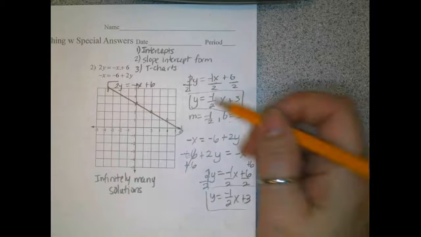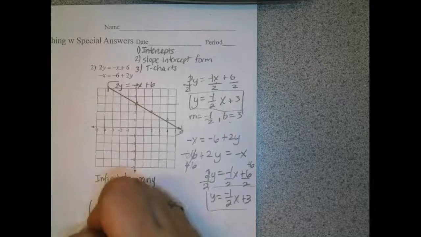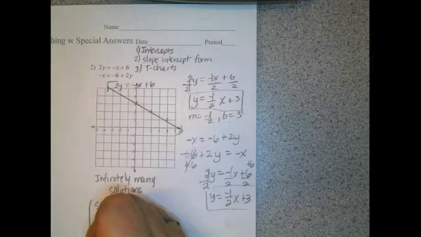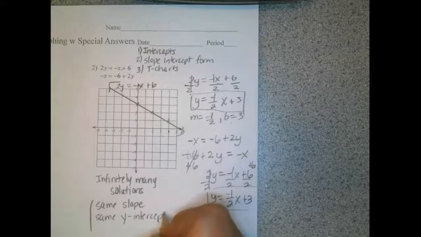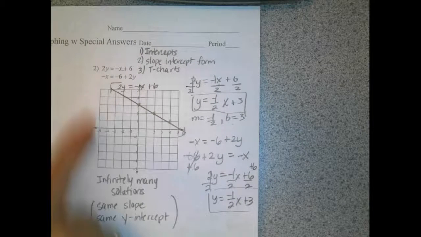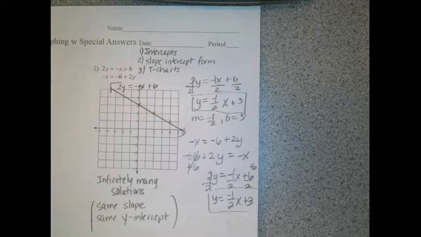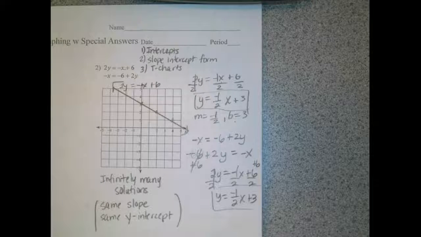So these guys had the same slope and the same y-intercept. I'm going to write that down in parentheses here. Same slope, same y-intercept. So the lines are right on top of each other, and that gives me the same infinitely many solutions. Make sure you have this written down, and this might be something that you want to put in your notes or on a note card.